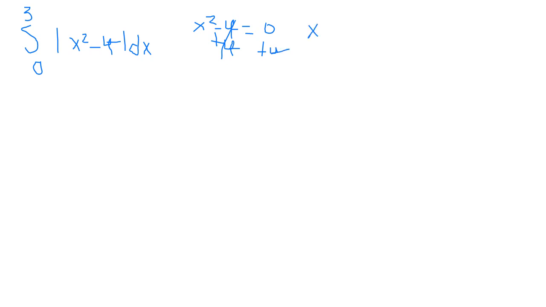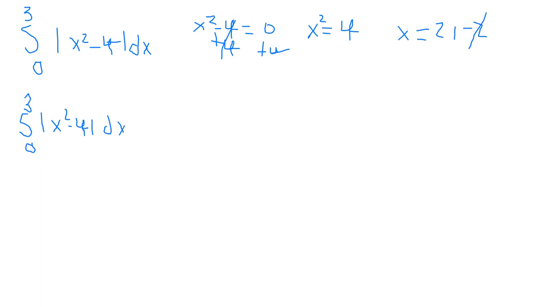So we have x squared equals 4, and then x is equal to 2 or negative 2. We know it can't be negative 2 because we're given 0 to 3. So from here, all we would do is rewrite this: the definite integral from 0 to 3 of the absolute value of x squared minus 4 dx, which would be equal to the definite integral from 2 to 0 of negative x squared minus 4 dx.